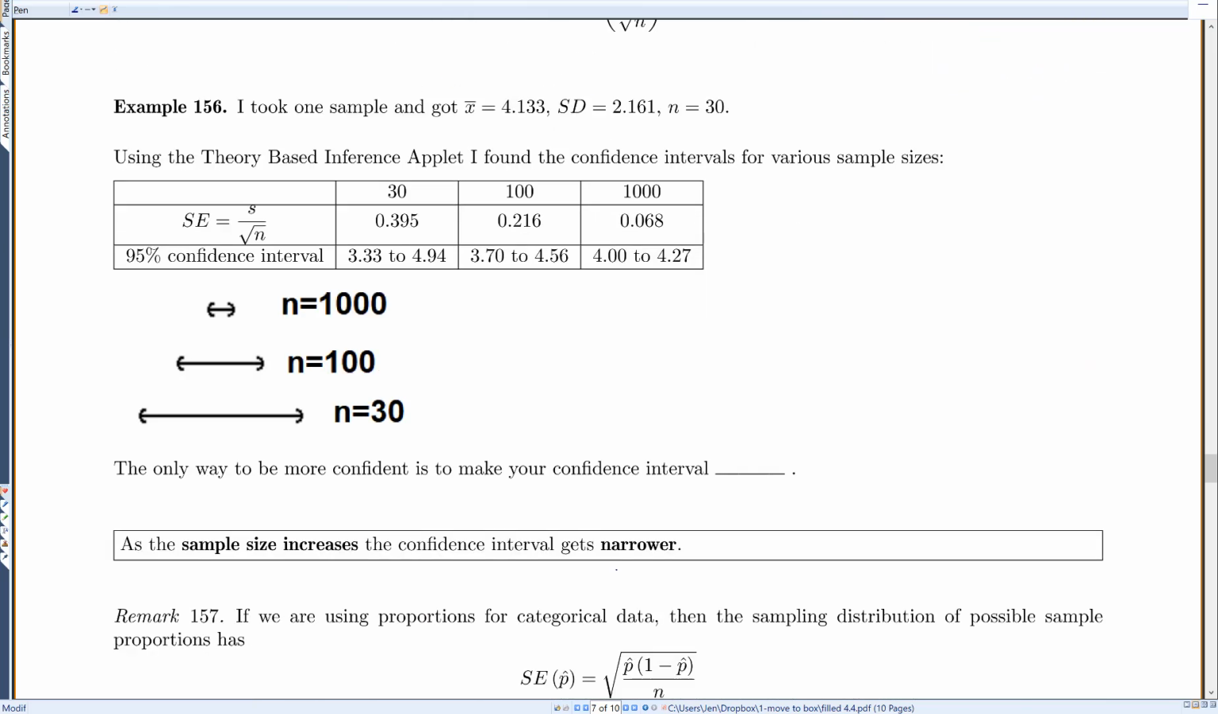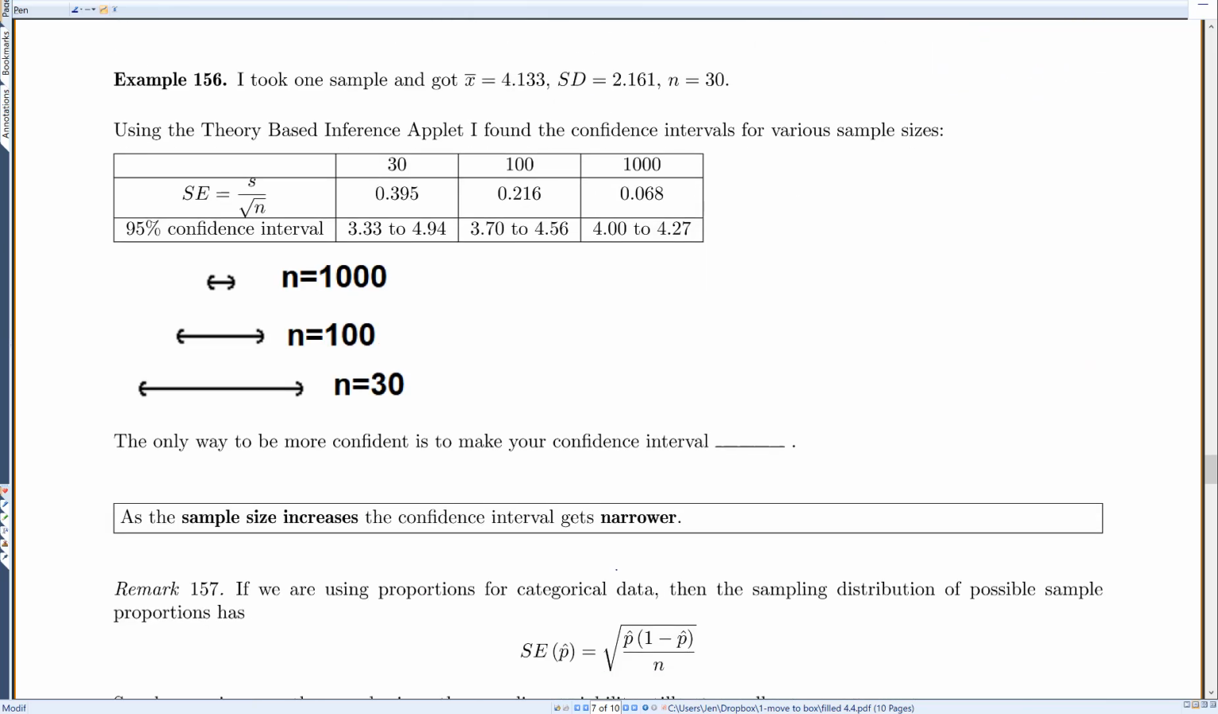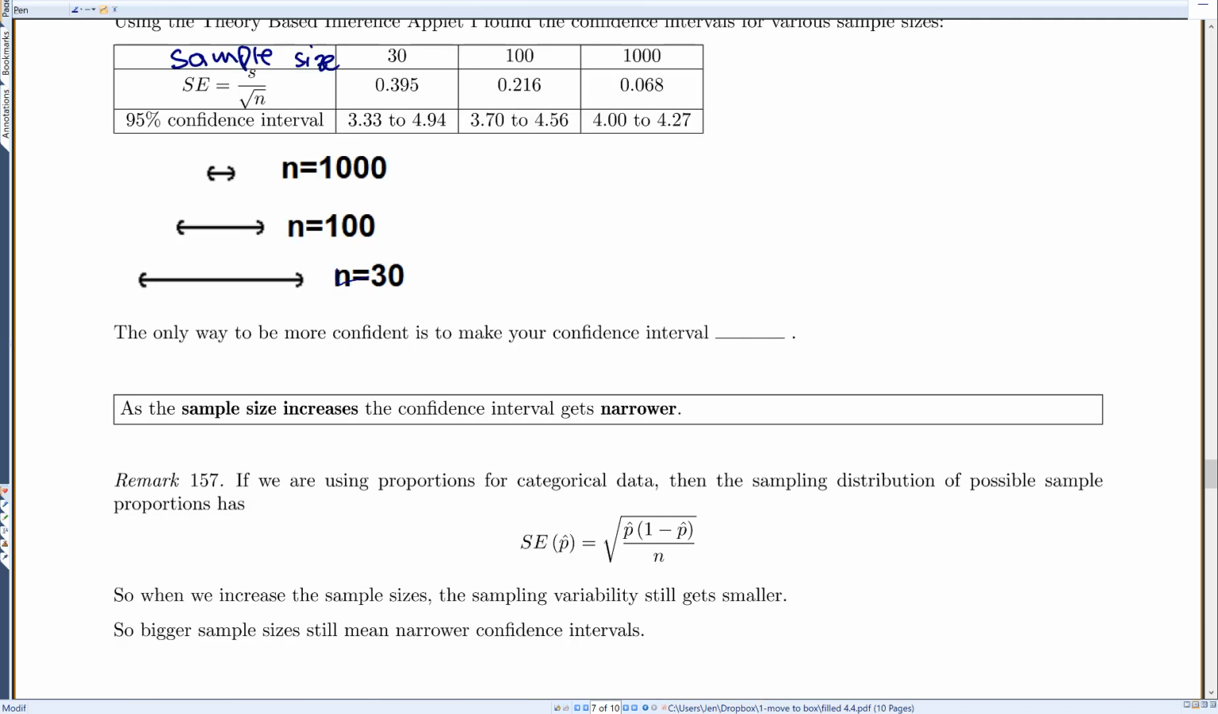Okay. Just so you can see that in action, I took a sample and got these statistics. Using the theory-based applet, I found the confidence intervals for different sample sizes. So here's my standard error. For a sample size of 30, my standard error is 0.395. For 100, my standard error is 0.216. And for 1,000, my standard error is 0.068. Notice my standard error is getting drastically smaller.